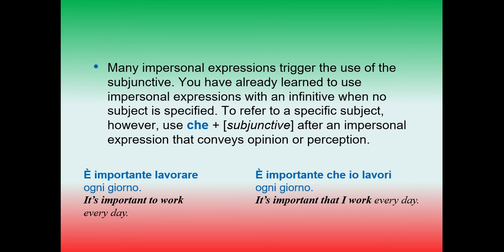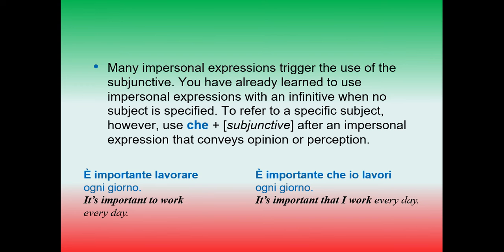There are many impersonal expressions that trigger the use of the subjunctive. That's why our first grammar point of this chapter was impersonal expressions. You already learned to use impersonal expressions with the infinitive when no subject is specified. To refer to a specific object, use che plus the subjunctive after an impersonal expression that conveys opinion or perception.